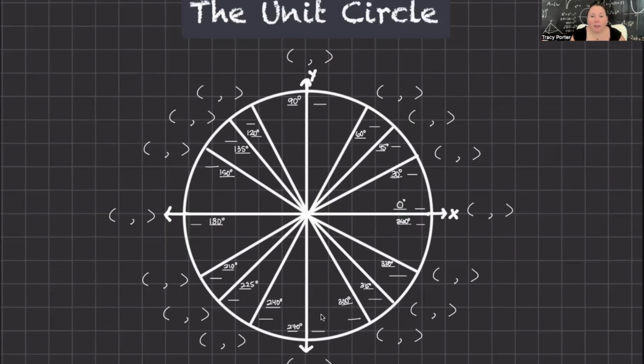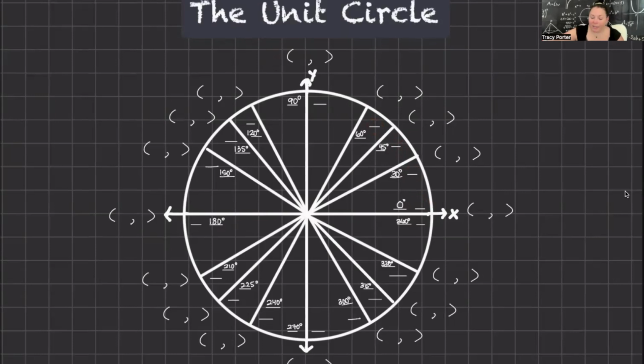So what I have here already is you can see all of the degrees are in place. And remember, a unit circle means a radius of 1. So the distance from here to here, which is the radius, is going to be 1 unit. So that's why it's called a unit circle. So let's start by going over the radian measures. The radian measures are going to go in all of these blanks that you see going around the circle. I already have the degrees filled in. We're going to fill in the radian measures.